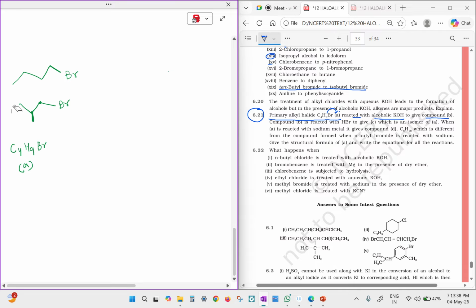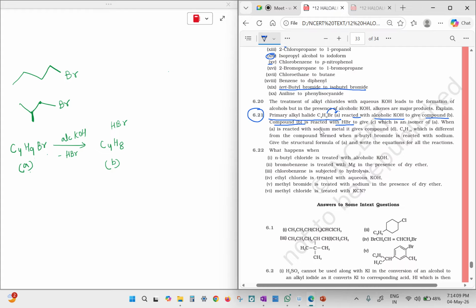Fine. So C4H9Br A is reacted with alcoholic KOH. So alcoholic KOH will remove the HBr. Once the HBr is gone, it will become C4H8 because HBr is removed. So we get this as B. Compound B is treated with HBr again.